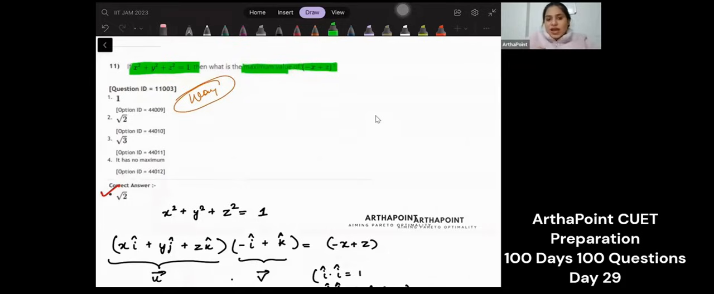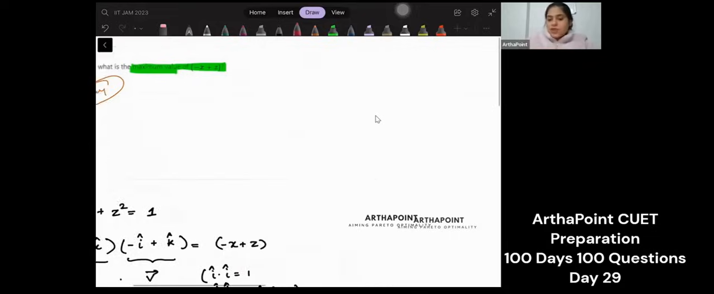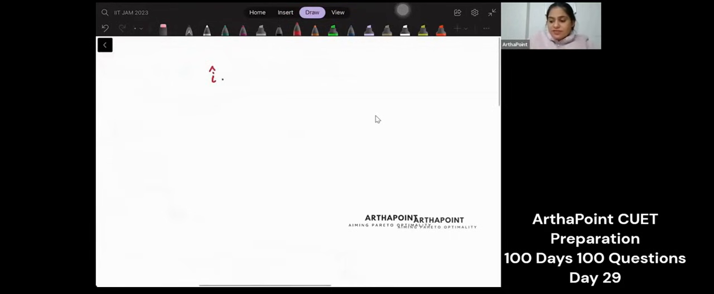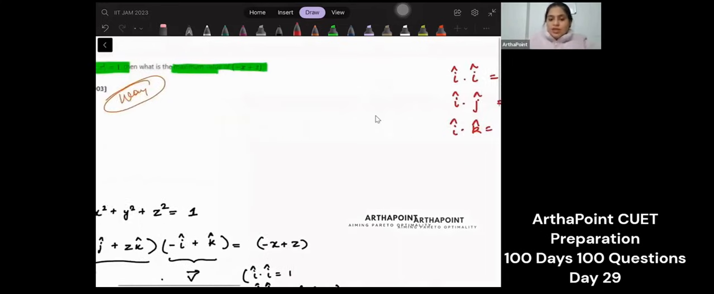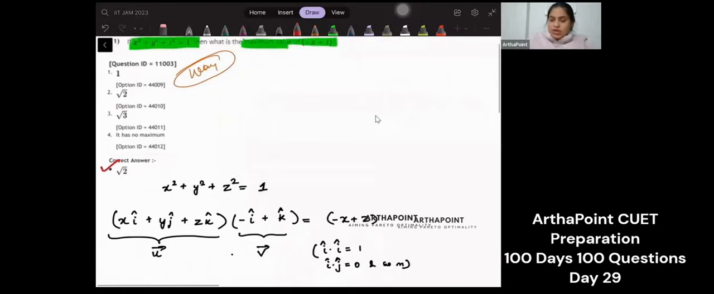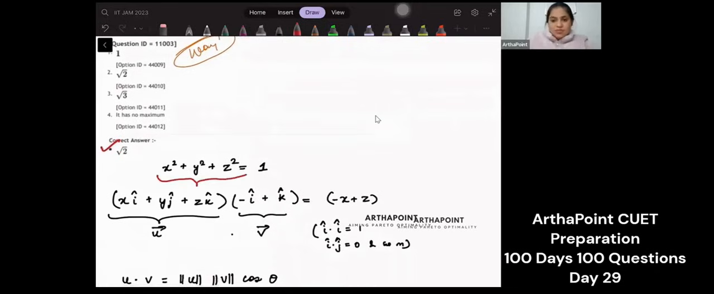So what I have done is I have formulated this into two vectors. Let's write a property of vectors. See, if I have two similar vectors, then their dot product will be 1. But if I have two different vectors, just say i into j, its dot product will be 0. i into k, its dot product will be 0. So I have just tried to go ahead and divide this part, x square plus y square plus z square.